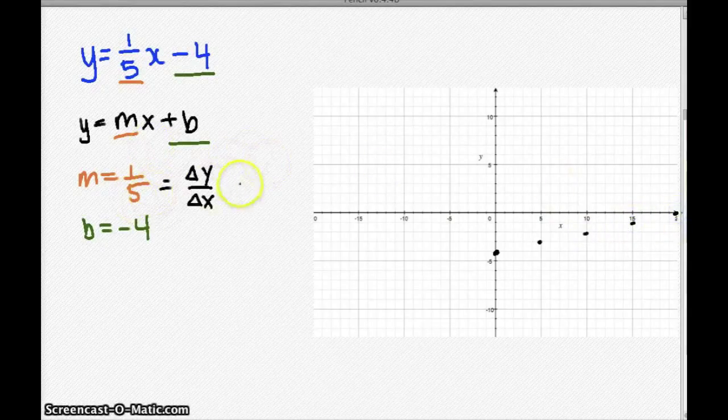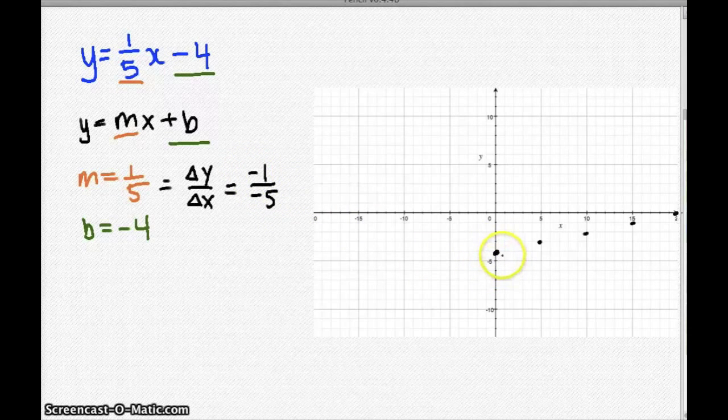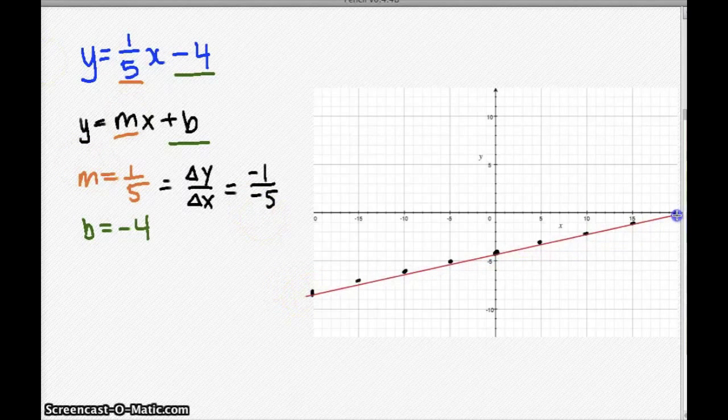And 1/5 is also equal to -1 over -5 because the negatives just cancel out. So we can also use -1 over -5. We go down 1 because it's -1, and we go to the left 5 units because it's -5. We keep going until the very end. Then we connect all of the dots, and we get the graph of y equals 1/5 x minus 4.